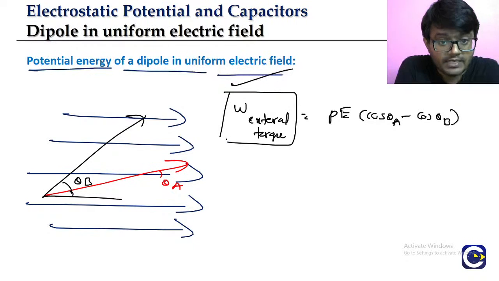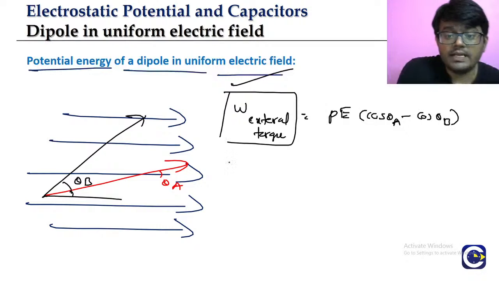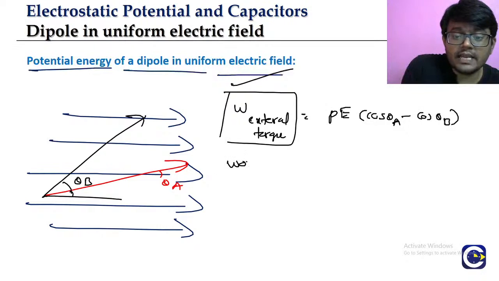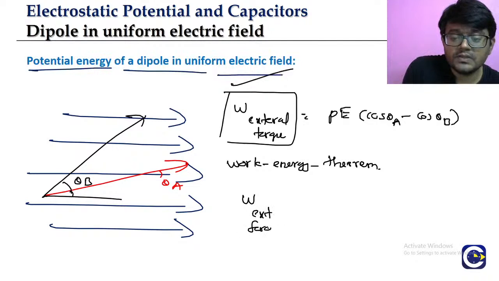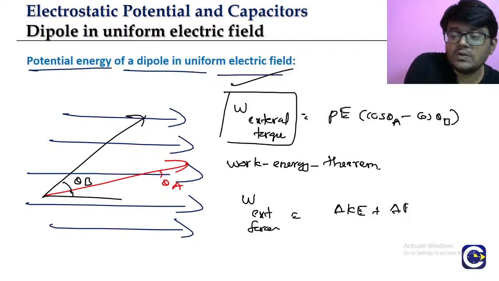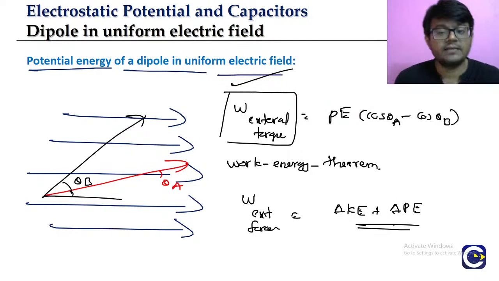Then what is happening to the work that we are doing? We are doing the work, right? When we rotate like that, we are doing the work. What is happening to the work? The work must be stored as some form of energy, right? Already in the work energy theorem, what is it that we study? The work done by the external forces is equal to what? Change in kinetic energy plus change in potential energy. This is our energy theorem concept.